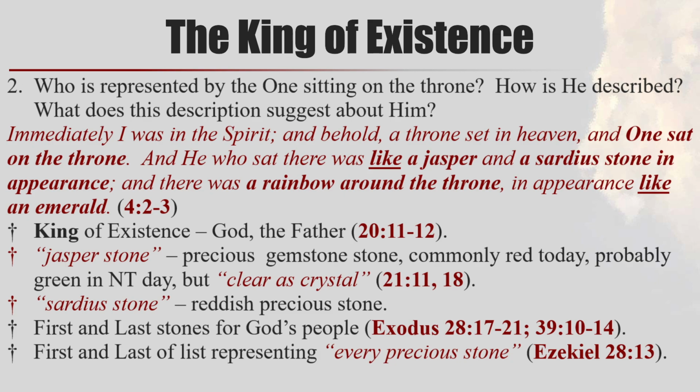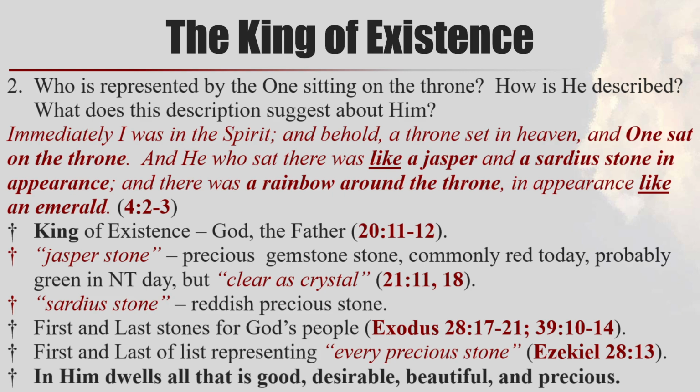So, what does this mean? There's a couple of ways to think about this. Remember the high priest had the breastplate with the 12 gemstones? This was the first and the last stone. So, this could be a summation of saying, okay, all of the things that are valuable are contained within God. Everything that is precious, everything that's desirable, everything that's beautiful, he consists of that. That's what he is made up of. Ezekiel 28:13 also talks about a list of precious stones. And again, this is the first, and depending on how you read it and translate it, it could be the last or one of the later ones.